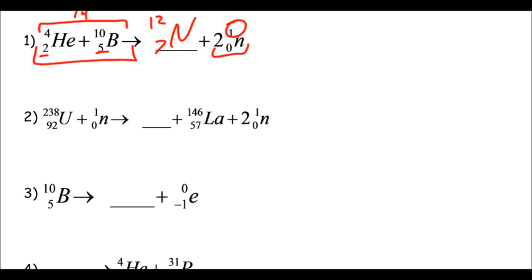Now some of you may have put that this is an alpha particle release. It's not. This is an example of fusion. When you see helium being released, then it's an alpha particle release.